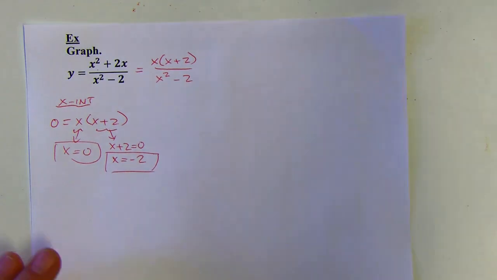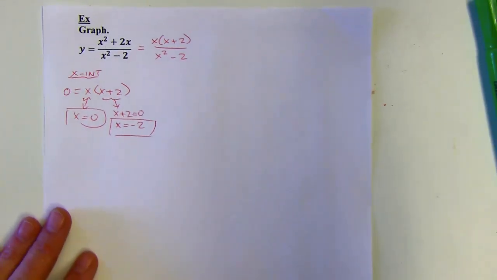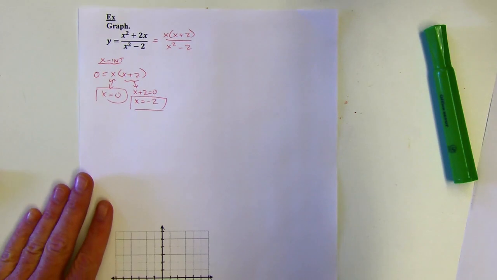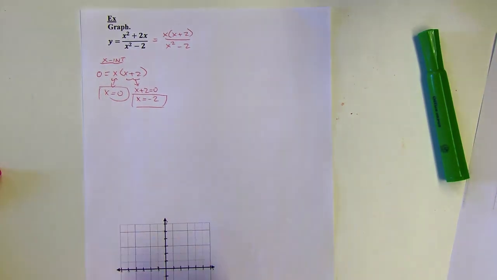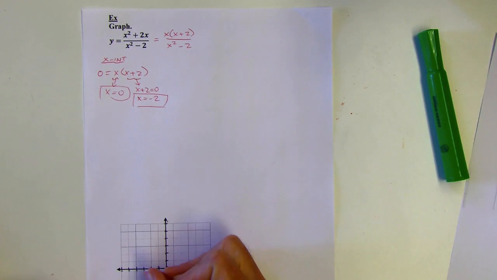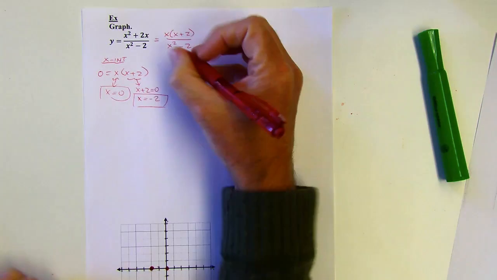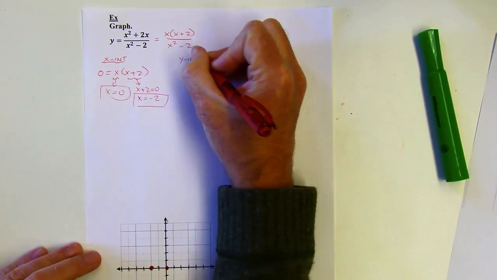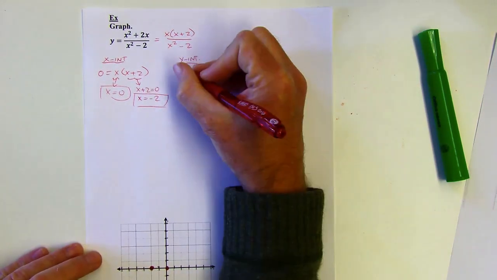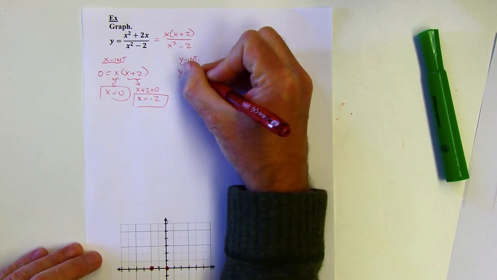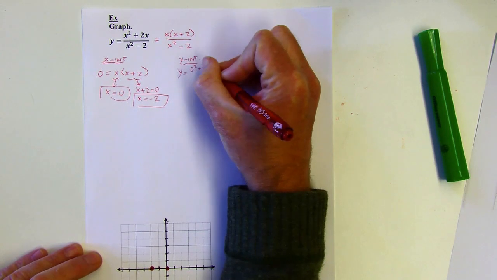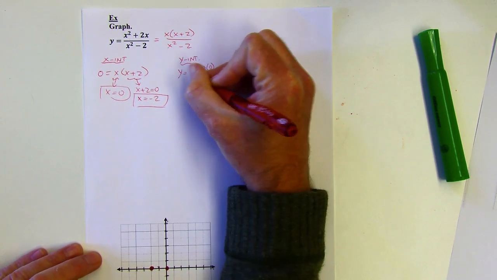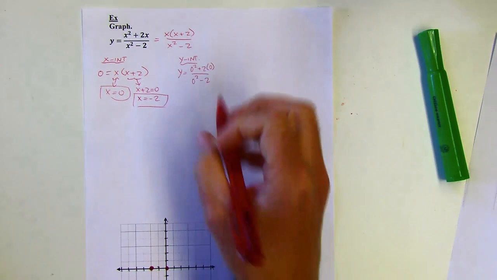Maybe I'll graph this as I go. Got to zoom out a lot there, but that's okay. So I've got 0 and -2 for x-intercepts. For the y-intercept, I'm just going to plug in 0 for the x's. And then I'll start solving this.